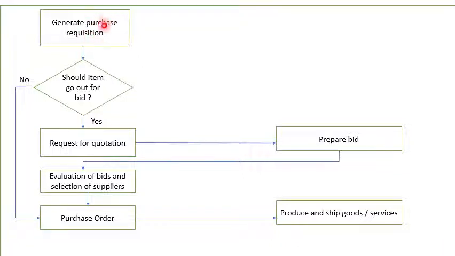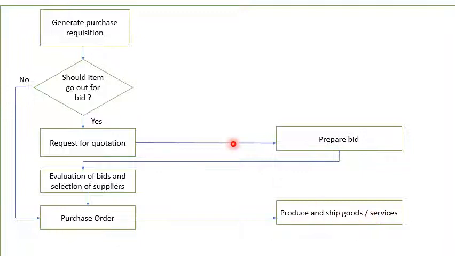So generating a purchase requisition, should the item go out for a bid? If yes, you will request for a quotation. There will be a bid prepared, and that bid will be evaluated, and suppliers will be selected, and finally the purchase order will be released. This purchase order is sent to produce and ship the goods and services.